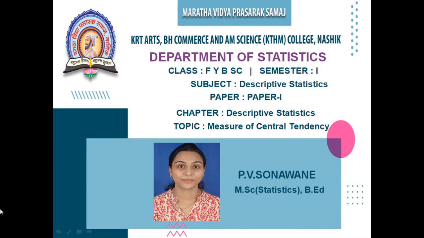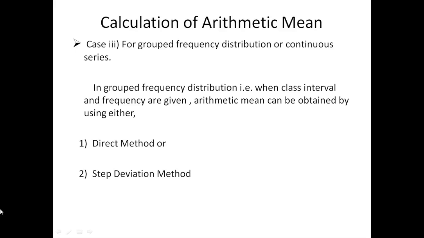Hello everyone, this is our second lecture of the second chapter, descriptive statistics. In the last lecture we saw what is meant by measure of central tendency, its purpose and properties, the definition of arithmetic mean, and calculation of arithmetic mean for individual observations and for ungrouped frequency distribution. Now we will see calculation of arithmetic mean for group frequency distribution or continuous series.